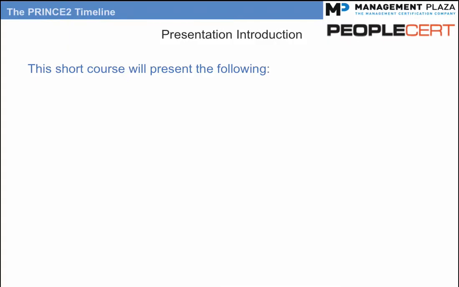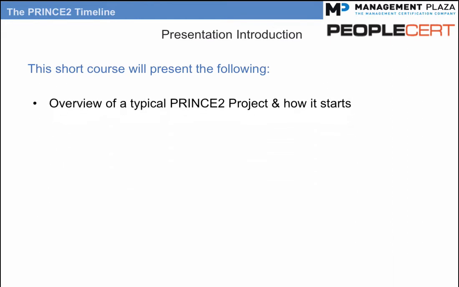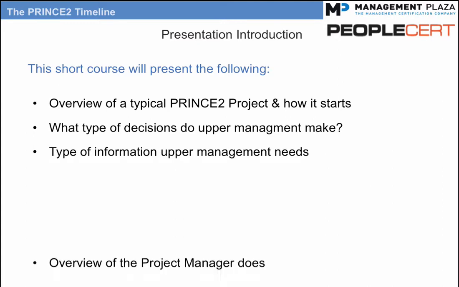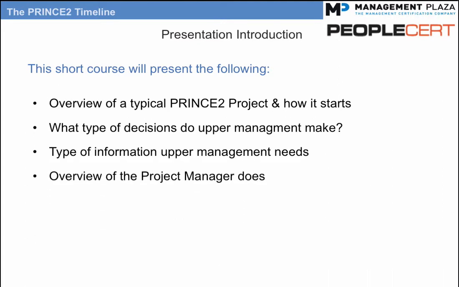Introduction. The objective of this short course is to provide an overview of a typical project and show how a project starts and what happens next. Show the type of decisions that upper management make. Show the type of information that upper management need to make those decisions. Provide an overview of what the project manager does.